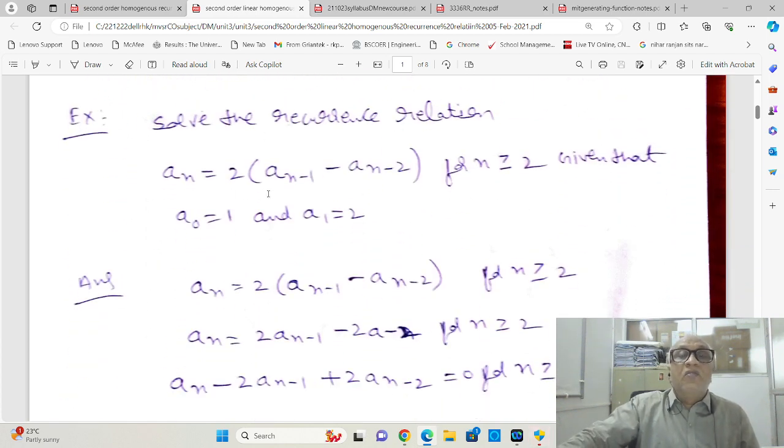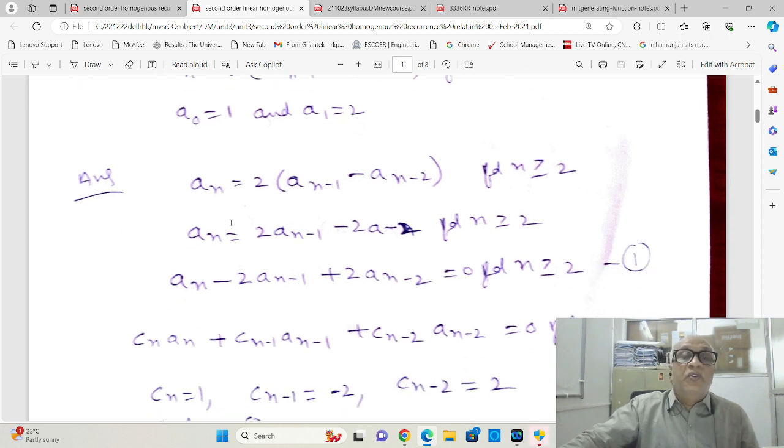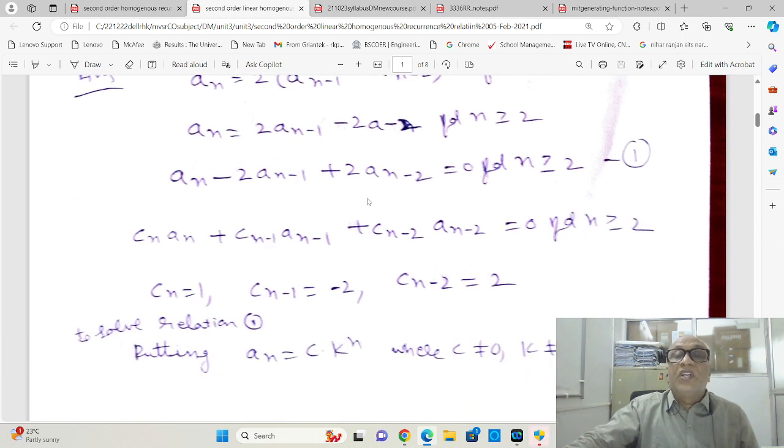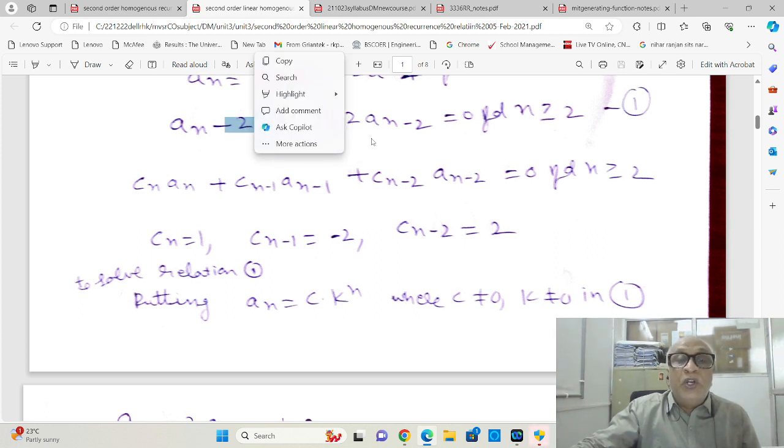An equal to 2 in the bracket an minus 1 minus an minus 2 for n greater than or equal to 2. The value of a0 in the question itself is given as 1 and a1 is given as 2. So we'll be just shifting this to the left. If I shift to the left, it becomes this equation, and here the value of Cn will be 1, Cn minus 1 will be minus 2, and Cn minus 2 will be 2.